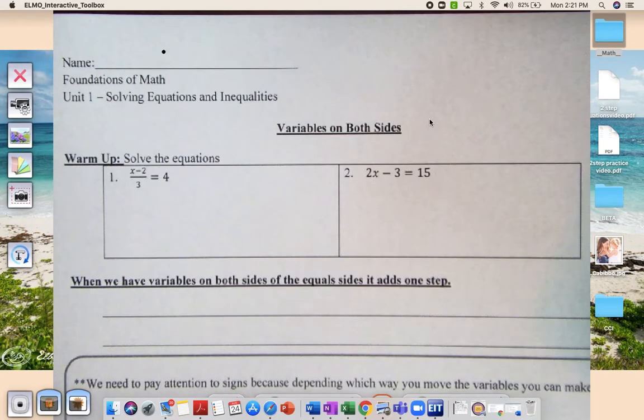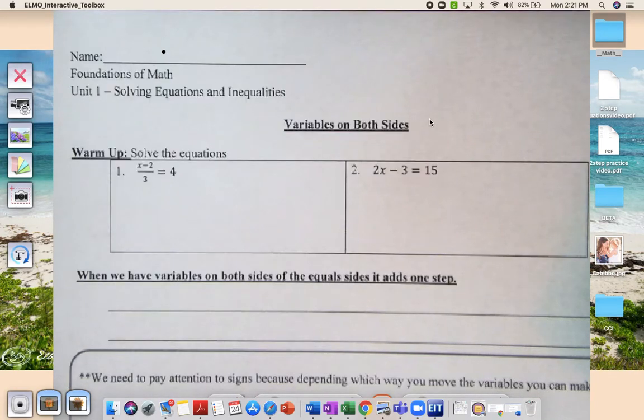And we're going to go over how to solve equations with variables on both sides. Right now, at the top of the note page that is on your Canvas account that you hopefully have open, I want you to go ahead and pause the video for a moment and attempt our two warm-up questions, which is a review of multi-step equations.